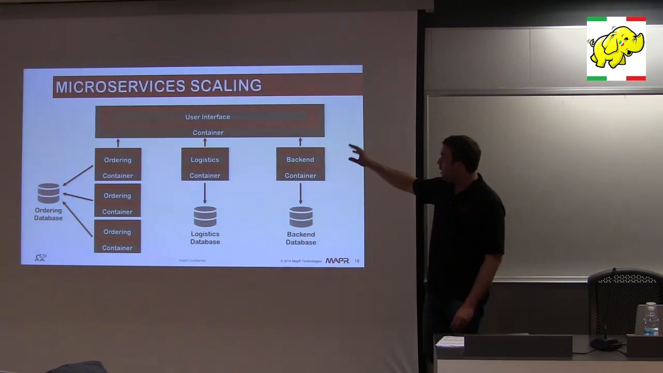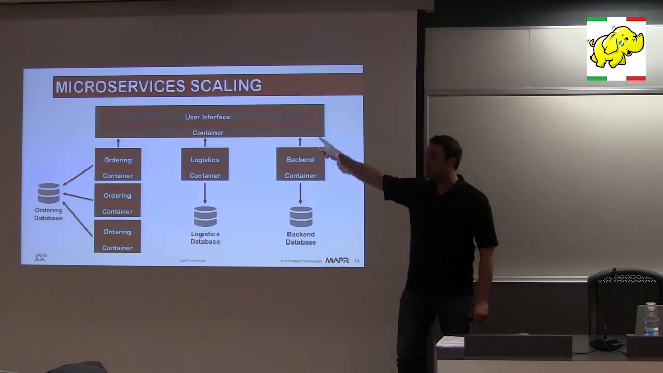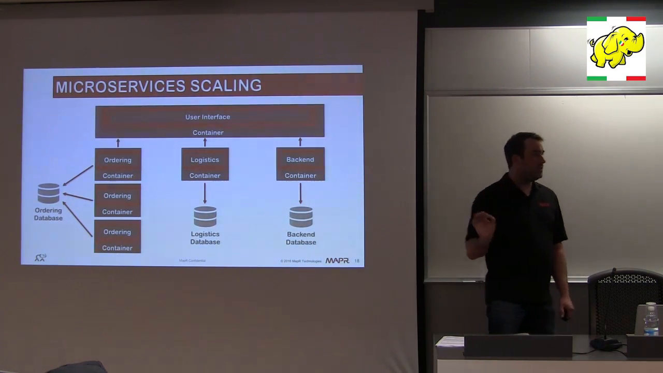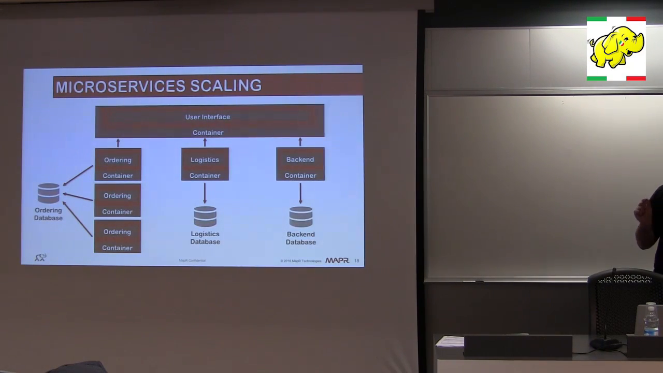So this could be a Java application, this could be, I don't know, a Node.js application, this could be a PHP application, and the user interface could be a Python application. And each of these things could have a different database. So it's fundamentally important.